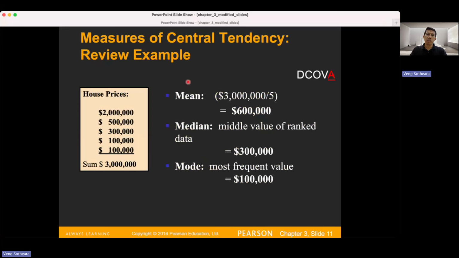Okay, so let's take a look at one particular example about the computation of the measures of central tendency. So far we have 3: mean, median, and mode. Suppose that these are the house prices of a group of several houses inside a region. One of them is 2 million, another one is 500,000, 300,000, and the other two are 100,000 US dollars. If you compute the mean, you will get 600,000. The median in this case is 300,000, while the mode is 100,000.